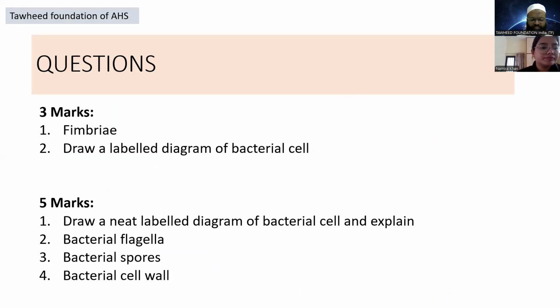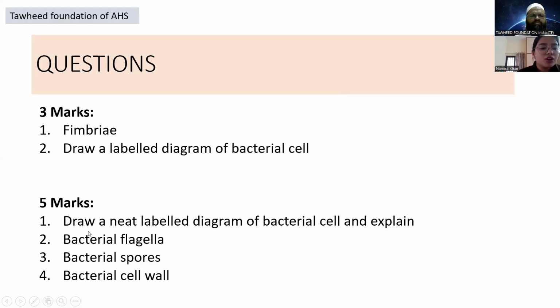Questions. 3-mark questions: Fimbriae, and draw a labeled diagram of a bacterial cell. For fimbriae, you can explain what fimbriae are and their role in bacterial cells, particularly in attachment and colonization. Draw a labeled diagram of a bacterial cell. Here you can create a neat labeled diagram illustrating the major components of a bacterial cell, such as cell wall, plasma membrane, nucleoid, ribosomes, flagella, pili, capsules, etc.